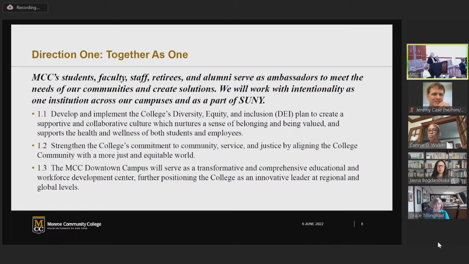Is it a workforce place? Is it a place of learning? Is it a connection place for partnerships? How exactly are we going to move this forward? And so it's a very important part of this, bringing us all together as one. Next slide, please.